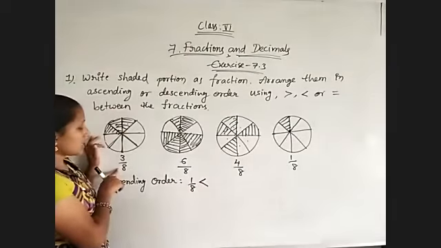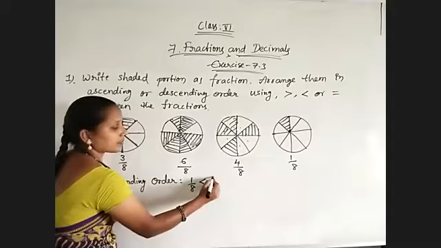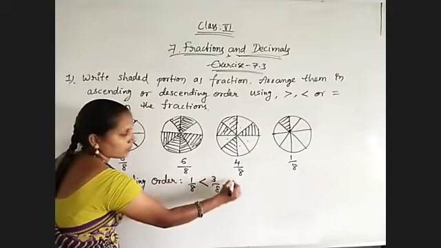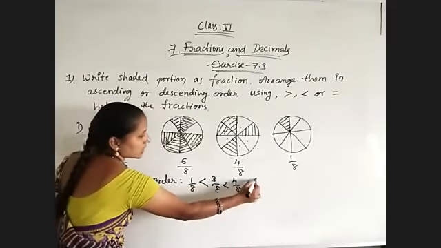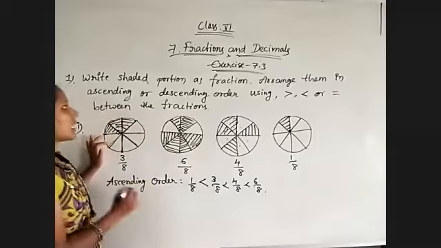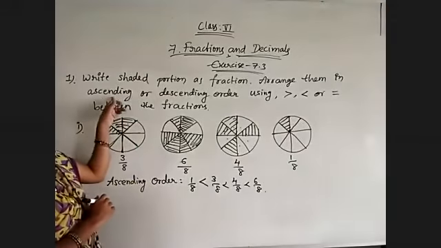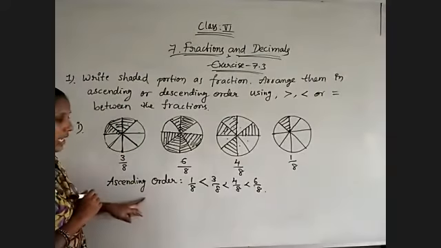Next smaller number is 3 by 8. Next one is 4 by 8. Next one is 6 by 8. So in the question they are asking to write either ascending order or descending order. So I wrote ascending order.